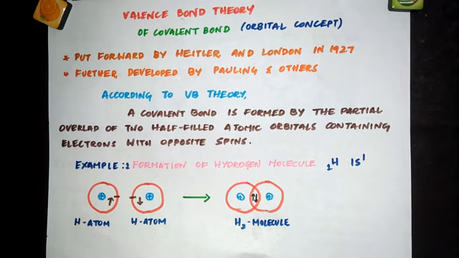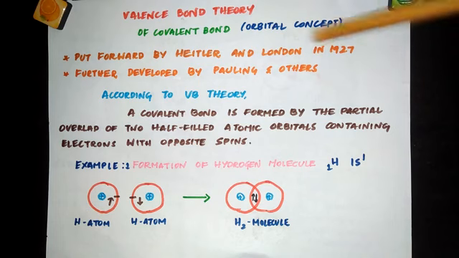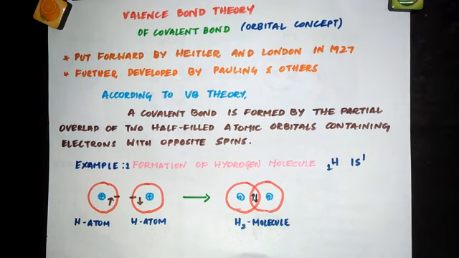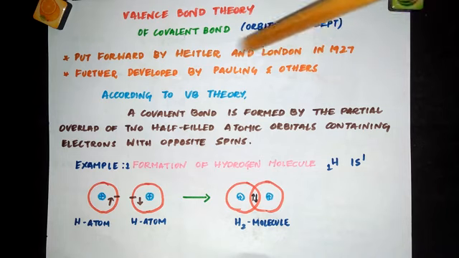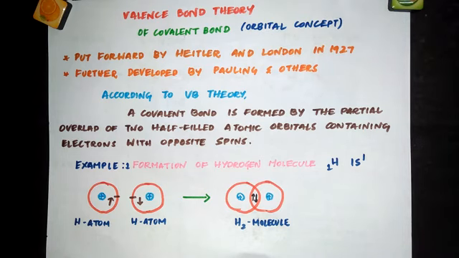This theory was put forward by Heitler and London in 1927. Both are the names of the scientists. These two people put forward this theory in the year 1927, and this theory was further developed by Pauling and other scientists.